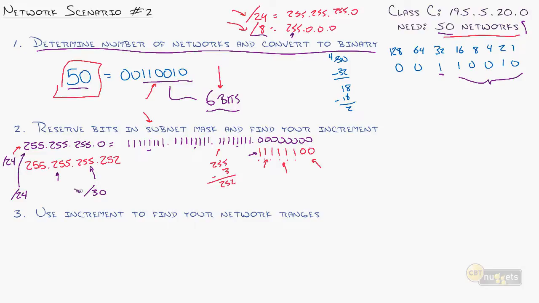So okay, let's catch back up where we were. We determined we needed 50 networks. That's what the question gave us. We determined it was 6 bits, so we reserved our 6 bits. So now we know what our subnet mask is going to be for this whole network. So now we need to find our increment. So I'm going to say the lowest network bit, the last network bit, converted back to a decimal number is a 4. That is my increment. So I can use that increment to find my network ranges.